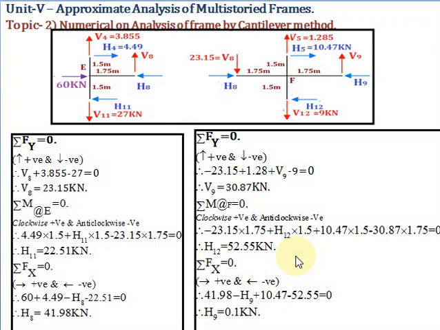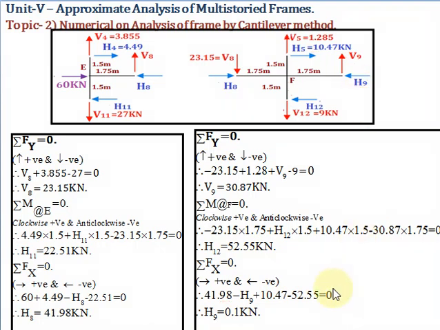Now apply the next equilibrium equation, that is summation Fx equal to 0. Now consider the horizontal forces. So 41.98, what is 41.98? It is H8 acting towards the right-hand side, so plus. Then H9 acting towards the left-hand side, minus. Then 10.47 is the value of H5 acting toward the right-hand side, so plus. And then H12, what is the value? 52.55 acting toward the left-hand side. So here we will get the value of H9 as 0.1 kilonewton.